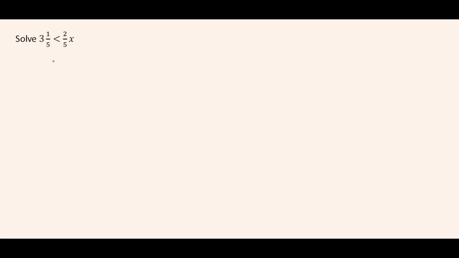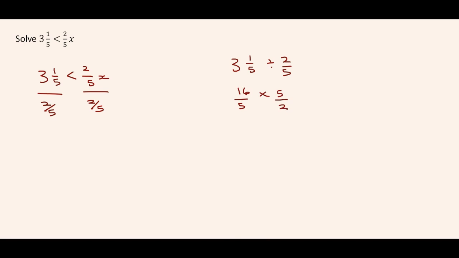Now final example, we have 3 1 over 5 less than 2 over 5x. We're going to divide both sides by 2 over 5. So 3 1 over 5 divided by 2 over 5 gives me 16 over 5 times 5 over 2. So 5 cancels itself out, 2 divides into 16, and you have 8. So you have 8 is less than x. So therefore x is greater than 8.